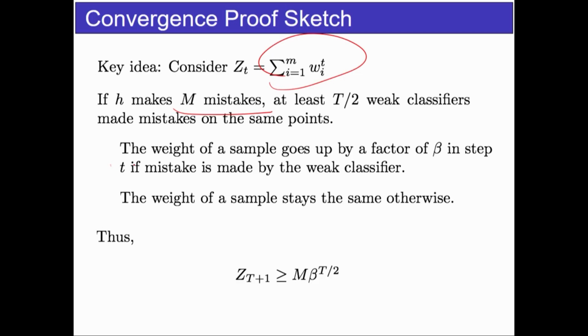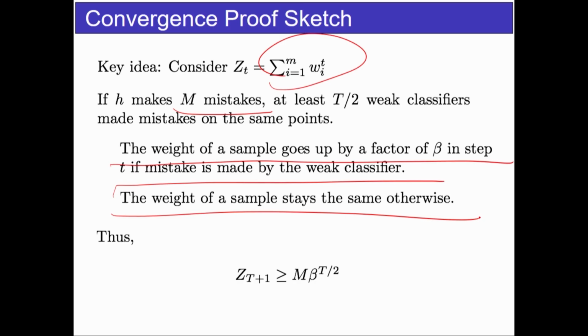Otherwise, why would you, because it's majority voting, that means that T/2 of the classifiers would have made mistakes. And the weight of the sample goes up by a factor of beta in step T if a mistake is made, and the weight of the sample stays the same otherwise. So that means that the total weight must be at least m times beta power T/2.